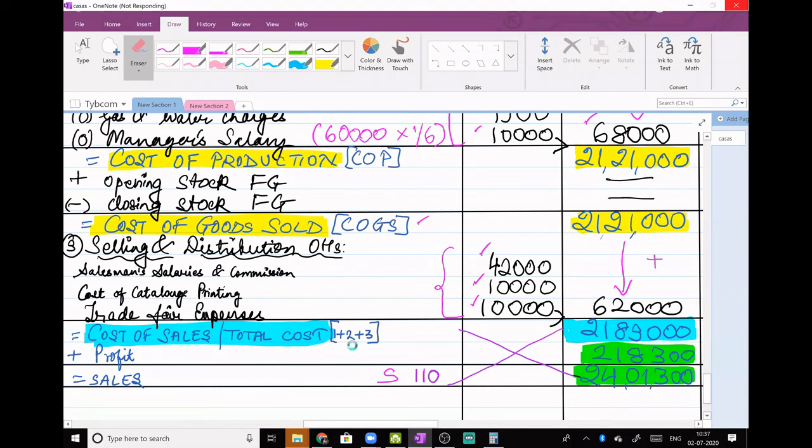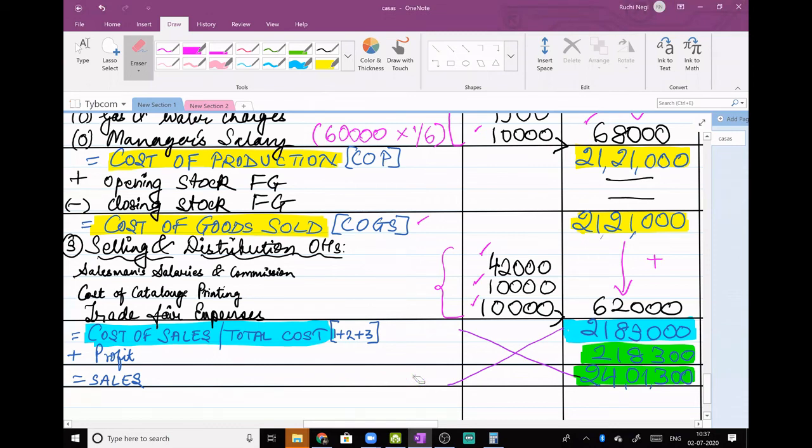So see, I've written 1 plus 2 plus 3, that is, factory overheads plus admin overheads plus selling and distribution overheads. And don't forget prime cost, which is added from the top and comes all the way down. Okay, don't forget about that.